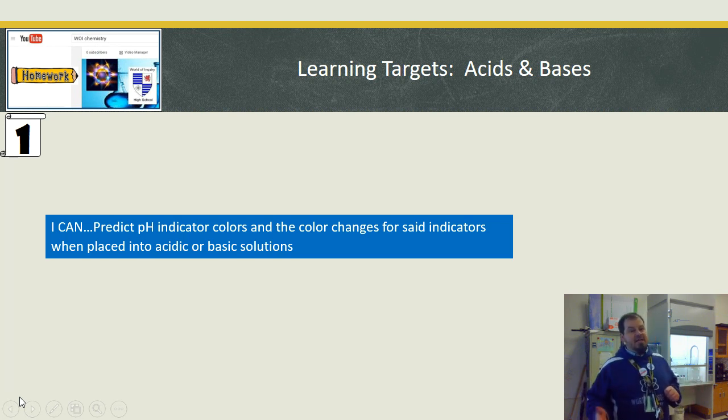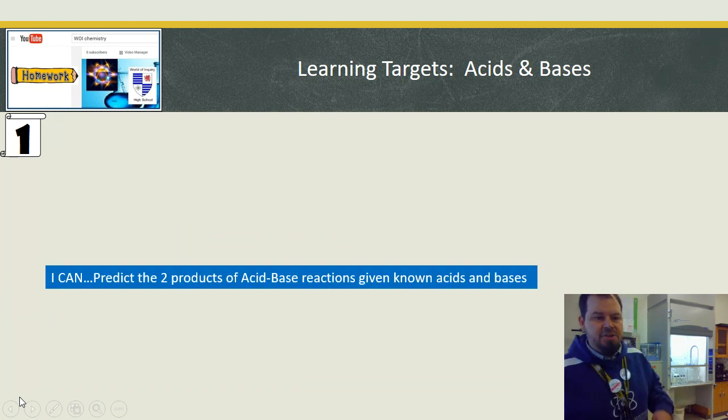We're going to have to use indicators, another lab. Indicators are substances that change color based on pH, so we need to be able to use them to kind of narrow in on what the pH is.